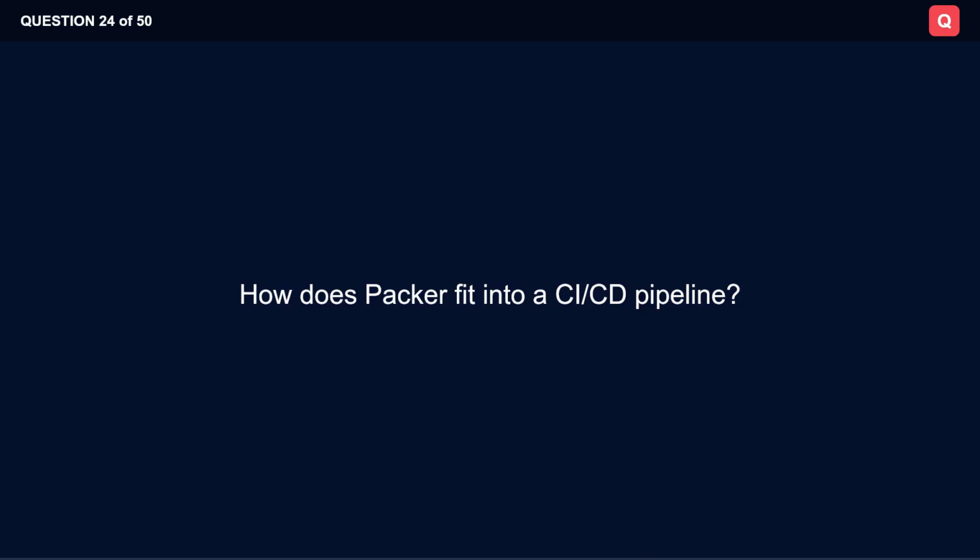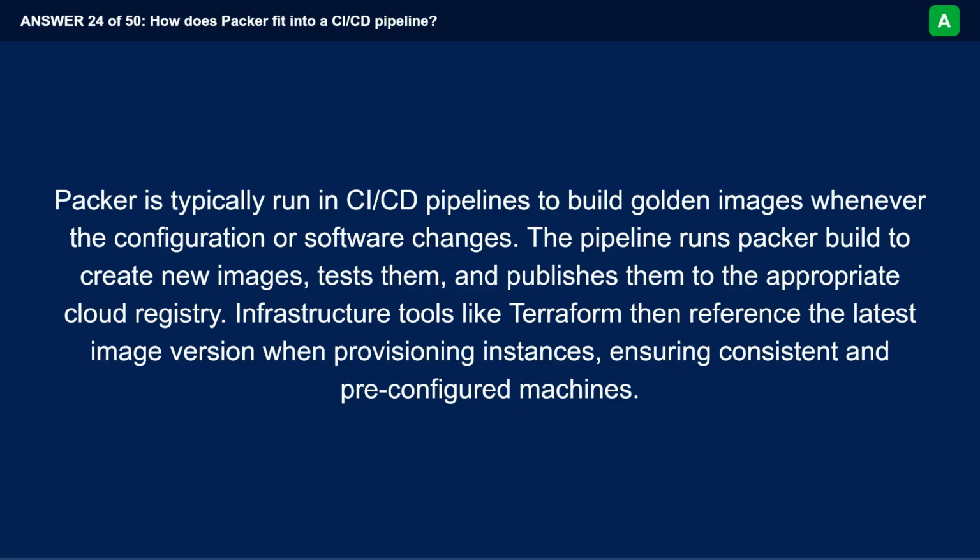How does Packer fit into a CI/CD pipeline? Packer is typically run in CI/CD pipelines to build golden images whenever the configuration or software changes. The pipeline runs Packer build to create new images, tests them, and publishes them to the appropriate cloud registry. Infrastructure tools like Terraform then reference the latest image version when provisioning instances, ensuring consistent and pre-configured machines.